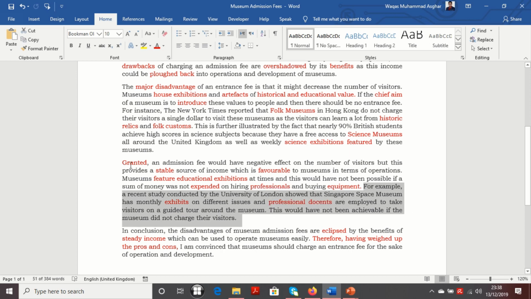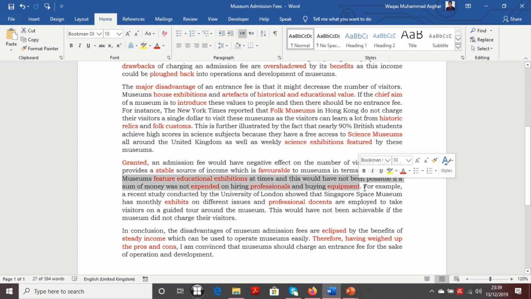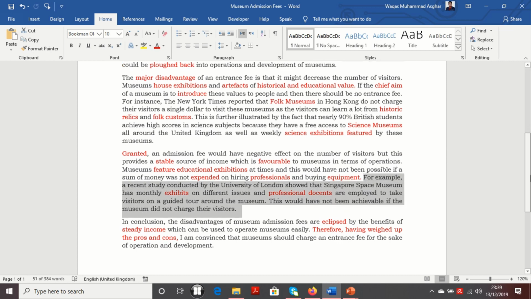So this is 9 out of 9. My second body paragraph is 9 out of 9. This is the grade which a certified IELTS trainer can give, because after giving the answer, I gave reasons for my answer, and I also provided a relevant example to support my explanation.